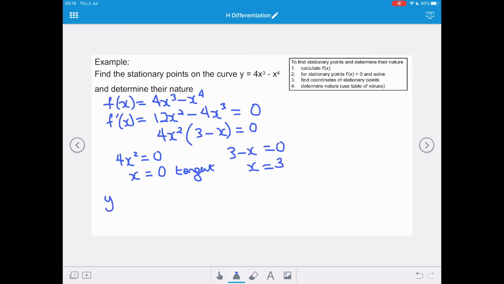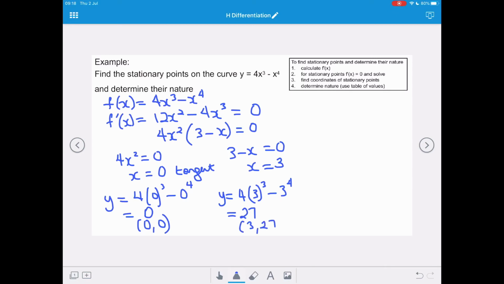So now we need to work out our y coordinates by substituting back into the curve. So y = 4 × 0³ - 0⁴ gives us a y coordinate of 0. So it's going through the origin at (0, 0). And we've got y = 4 × 3³ - 3⁴, and that gives us a value of y of 27. So we have a stationary point at (3, 27).